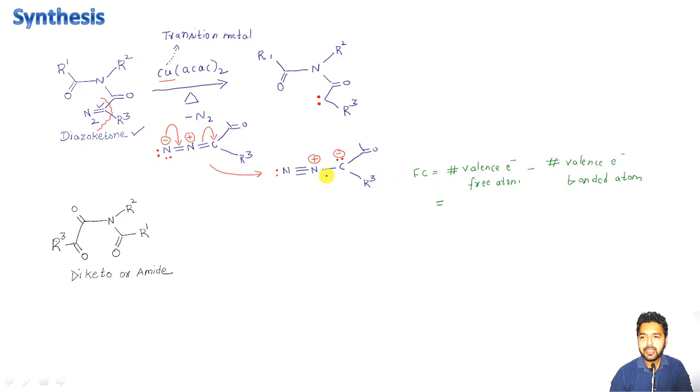You can see here we are talking about this nitrogen atom. The number of valence electrons in the free nitrogen atom are how many? These are 5 in number, minus. Now this nitrogen here is present in the bonded state. So in the bonded state, how can we calculate the number of valence electrons? It is quite simple. Out of the shared pair of electrons, we need to count only one, right?